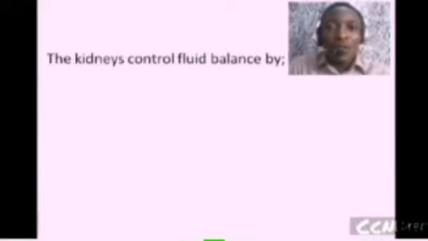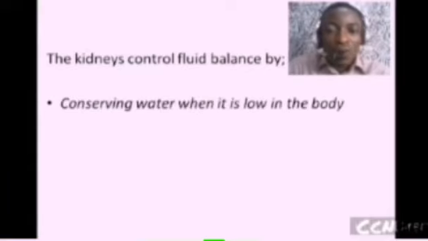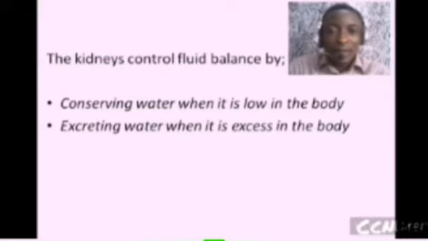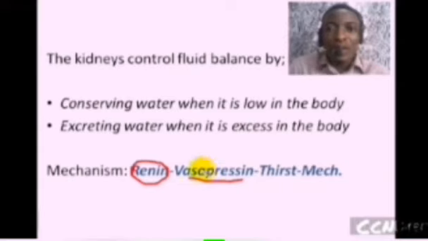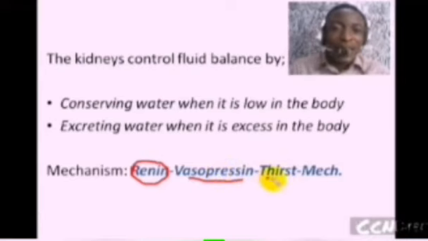The kidney controls fluid balance by conserving water when it is low in the body. Another way the kidney controls fluid balance is by excreting water when it is in excess in your body. It does this through a mechanism known as the renin-vasopressin thirst mechanism. This is how the kidney helps you and me regulate fluid balance when it is in shortage. Not only that, the thirst center is also activated.